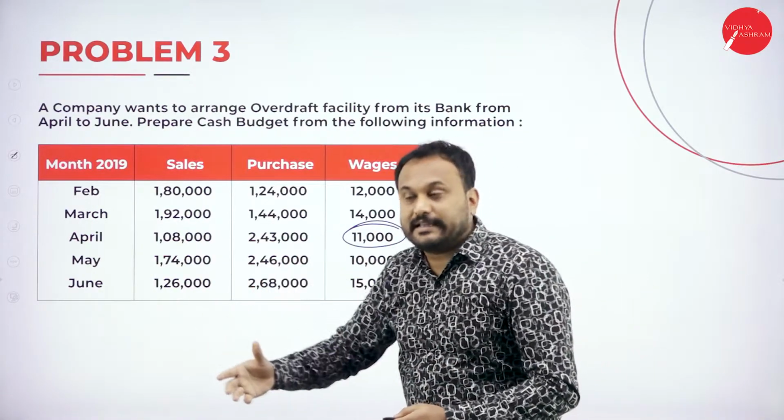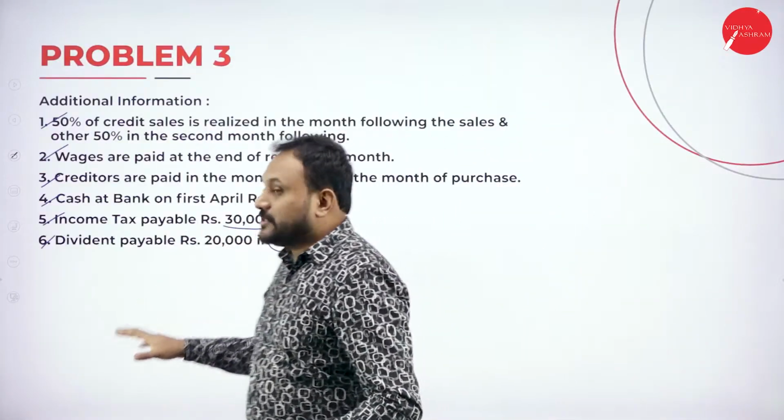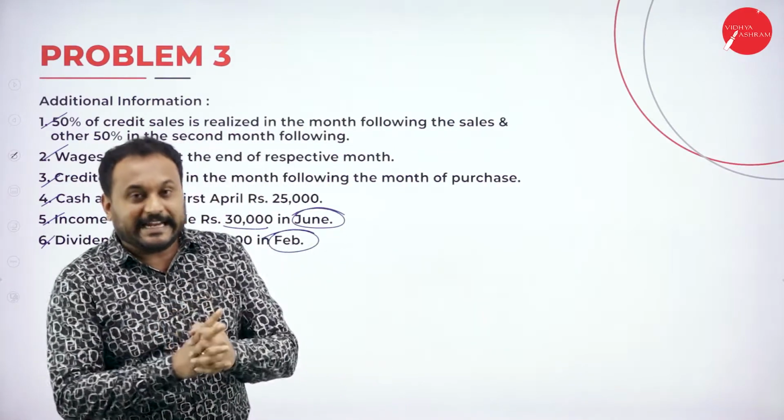So you are supposed to prepare a cash budget, and we have prepared the cash budget according to the adjustment. So this is where problem number 3 ends.